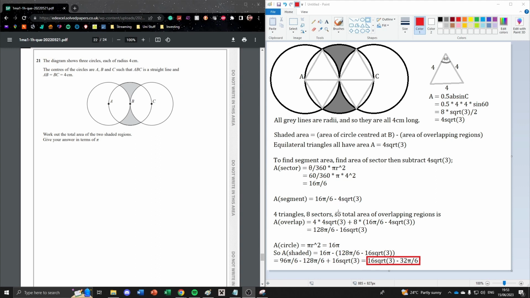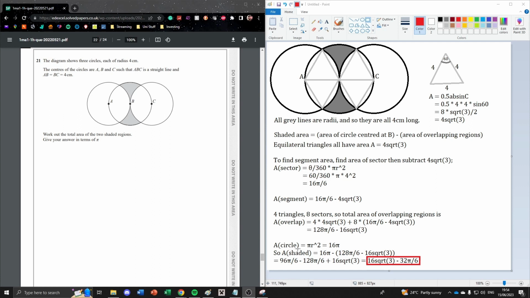square root 3. We have 4 triangles and 8 sectors, so the total area of the overlapping regions is 4 times 4 square root 3 plus 8 times, and then in brackets, 16 pi on 6 minus 4 square root 3. If we expand this out, we can see that 8 times 16 pi on 6 gives us 128 pi divided by 6, and we have positive 16 square root 3 here, and negative 32 square root 3 here. So they add to make minus 16 square root 3.